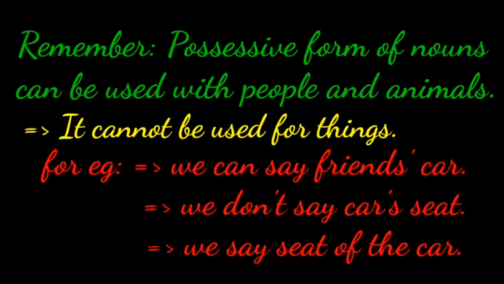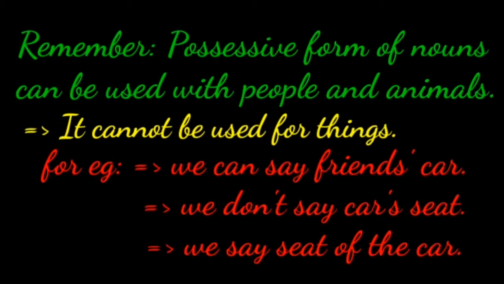Children, you have to remember that the possessive form of nouns can be used only with people and animals. It cannot be used for things.